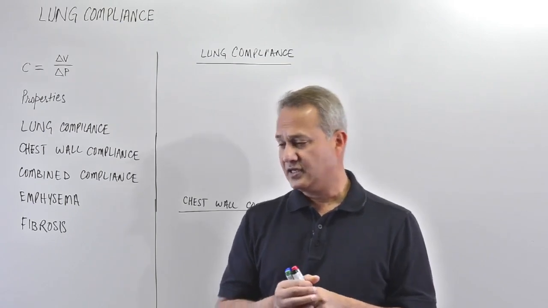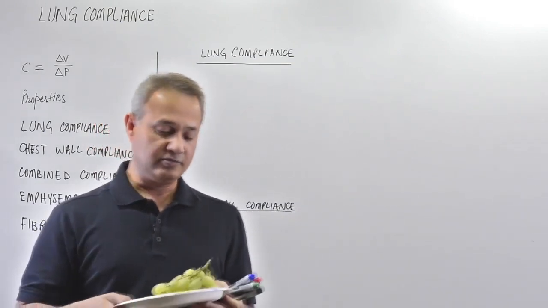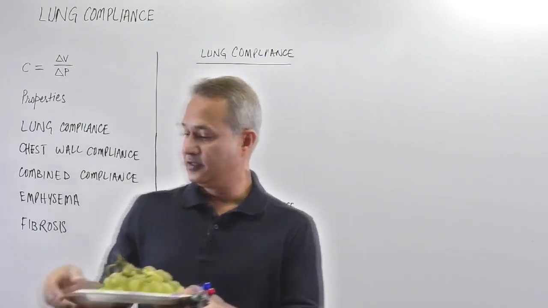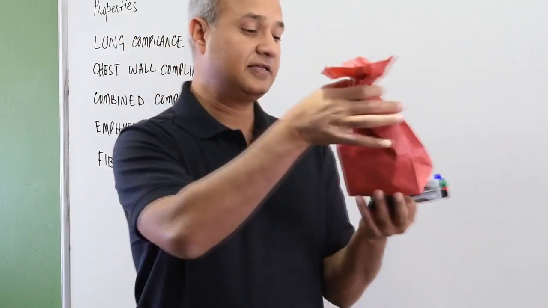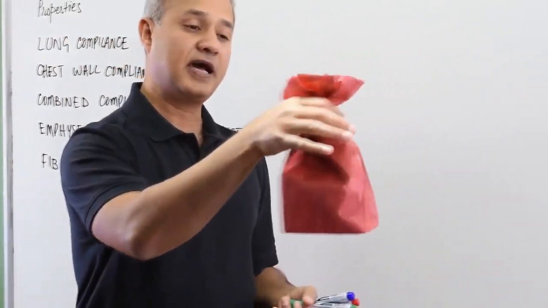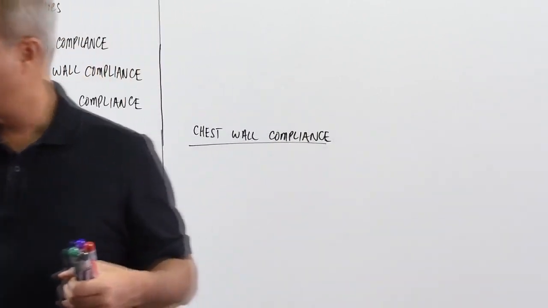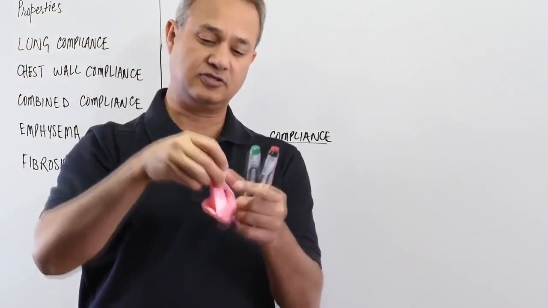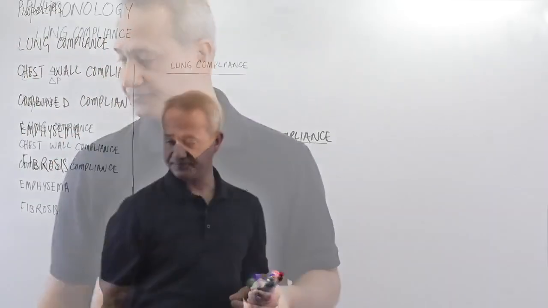With this, I got some fun stuff today to do. I got some grapes here. They are going to represent our alveoli. I have this red bag, if you can see. This bag is going to represent the chest wall or chest cavity. And then I've gotten some balloons as well. So I get to play today with this lecture. These balloons are going to represent lungs and the alveoli.